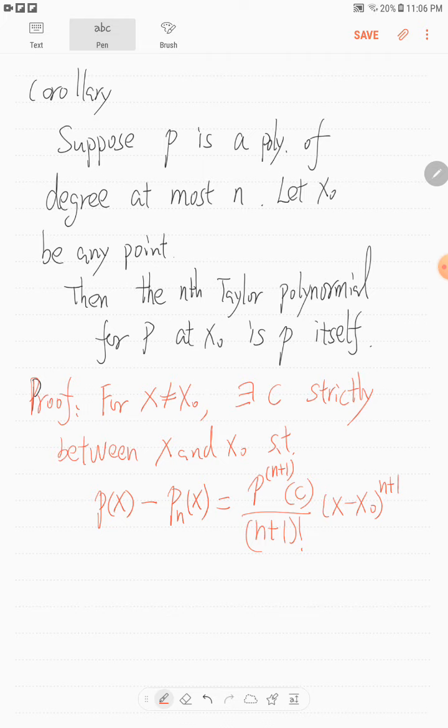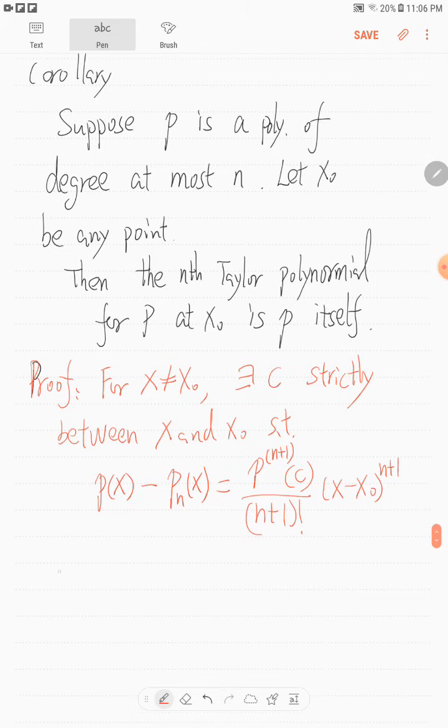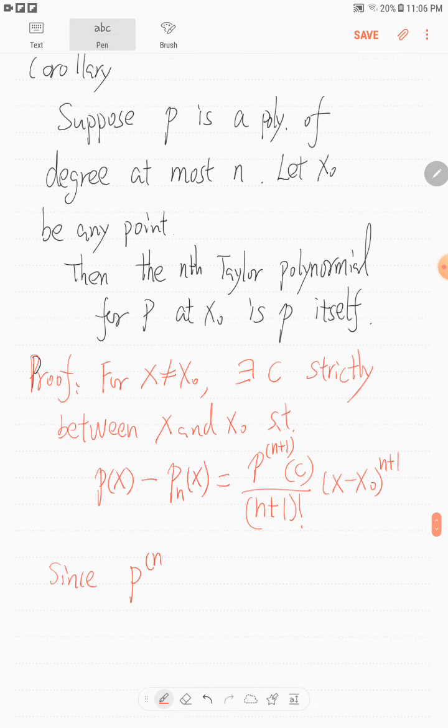Since p has degree at most n, we have the (n+1)th derivative of p at c must be 0. Therefore, we have this P sub n is equal to p, right? So this is the end of the proof.